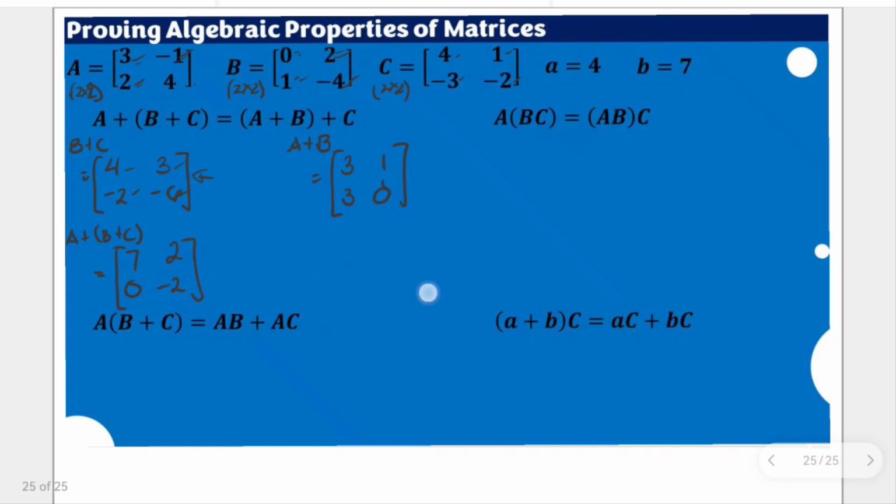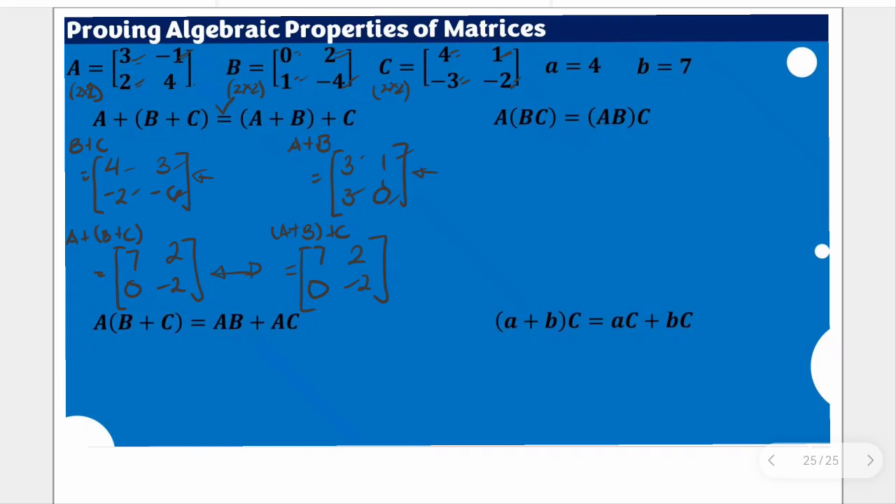Is it the same as when we add the remaining matrix C to our previous answer? So add all of this to C here. You have 3 plus 4 is 7, 1 plus 1 is 2, 3 plus negative 3 is 0, 0 plus negative 2 is negative 2. As you can see, both results are the same, and this means the associative law for matrix addition holds. Next is the associative law for matrix multiplication.